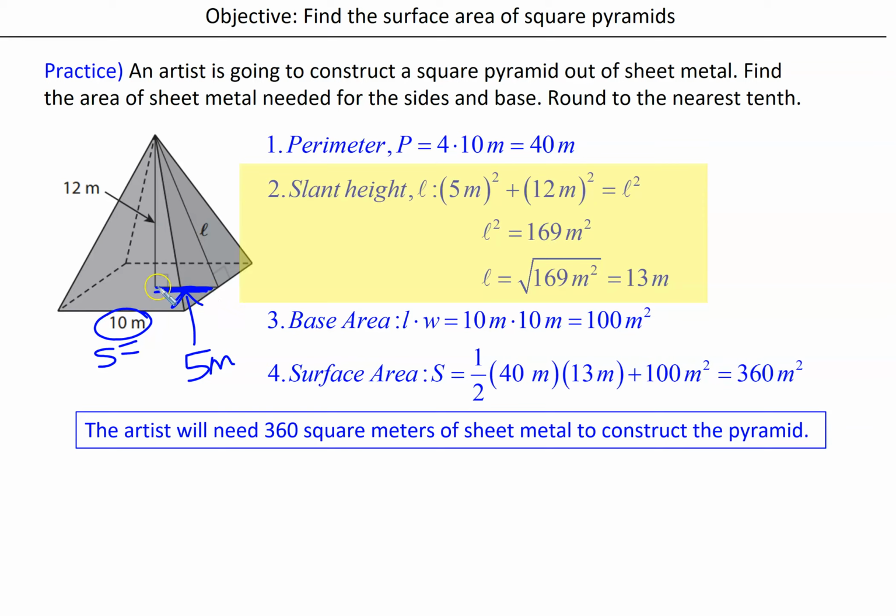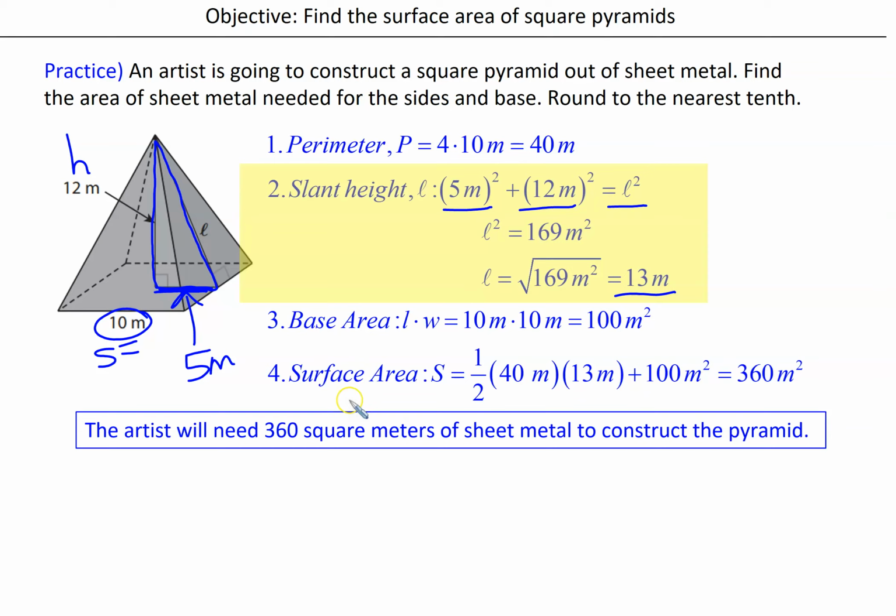So our Pythagorean theorem we use on this right triangle, where our 12 meters is the height of the pyramid, not the triangular sides. And so we're looking at 5 squared plus 12 squared would equal our slant height squared. We have the square root of 169, which is exactly 13. So we have a slant height of 13 meters.